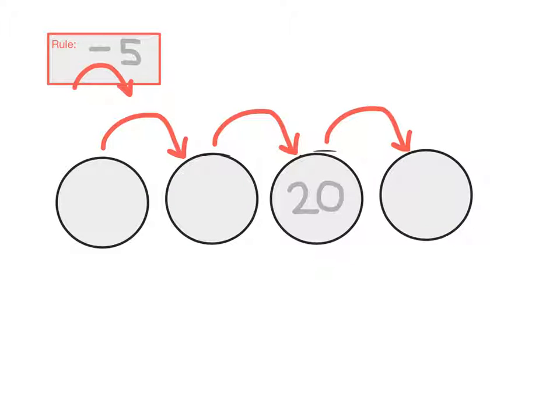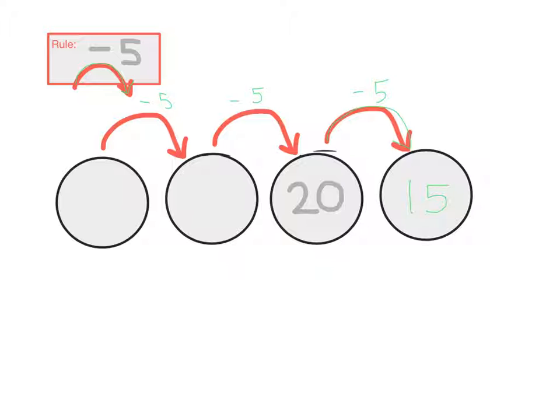Now this problem says that every time you see a red arrow, you want to subtract 5. That's the rule there. Now you might notice that the first frame isn't filled in, but that's okay. We can fill that in on our own. So every time you see the red arrow going in this direction, you need to subtract 5. So remember, we can put our little reminders on our arrows to help us. So 20 minus 5 is 15. So we'll put 15 in this one.